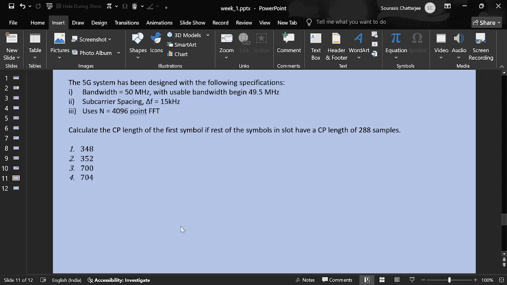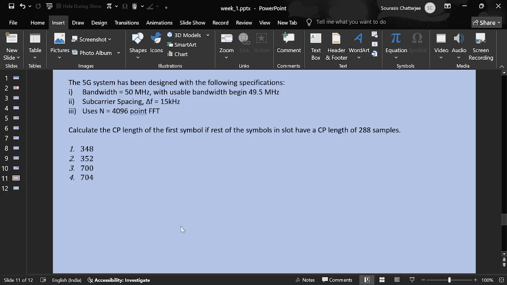No, it's not. Okay, so what I am saying is, when you have 15 kilohertz subcarrier spacing, your subframe is 1 millisecond duration, and your slot is also 1 millisecond duration. So here I am supposed to calculate the CP length of the first symbol if the rest of the symbols have a CP length of 288 samples. So just a moment.